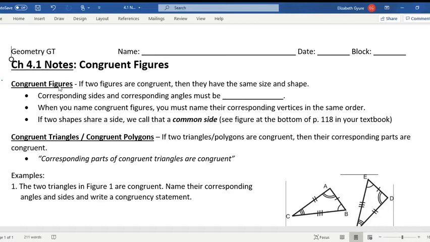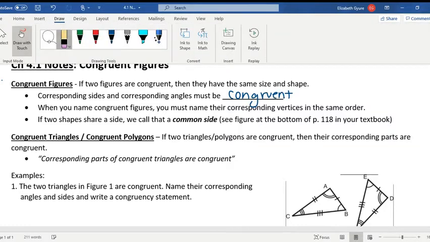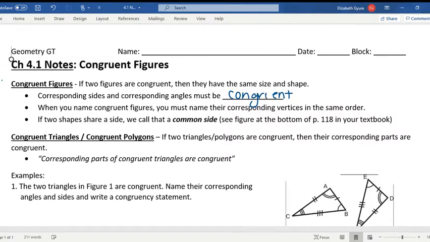So our definition for congruent figures is that if two figures are congruent, then they have the same size and shape. In order for two figures to have the same size and shape, corresponding sides and corresponding angles must be congruent. By corresponding, I mean the ones that would match on either figure, the ones that would associate with each other. Think like our corresponding angle postulate. Those were angles that were in the same position. That's what that would mean in this situation.